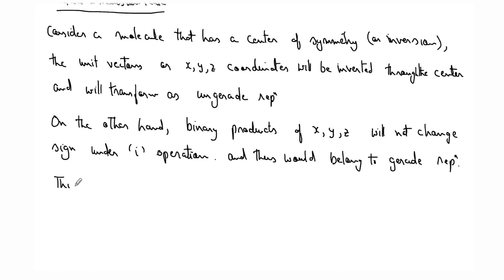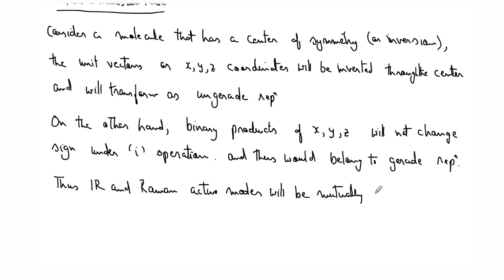So thus IR and Raman active modes will be mutually exclusive. So basically, whatever lines we observe in the IR spectrum will not be observable in the Raman spectrum, and vice versa.